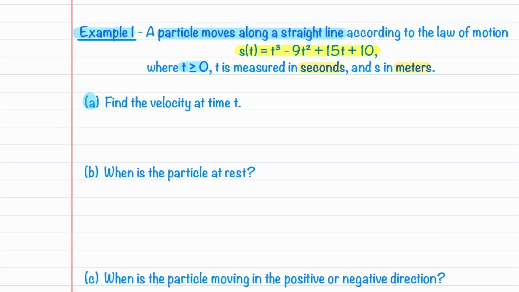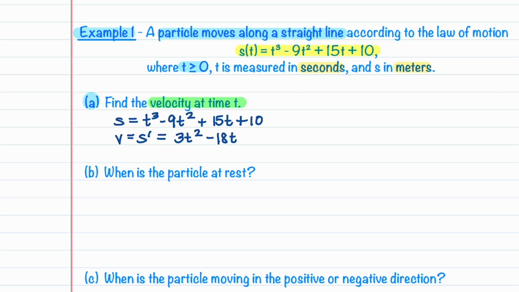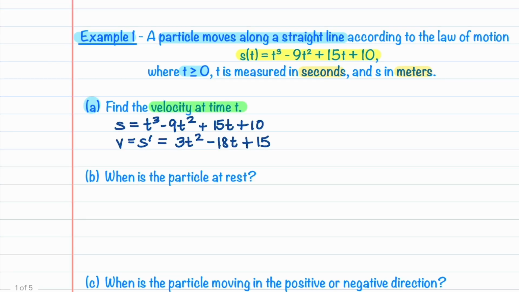We're going to begin by finding the velocity at time t. Let's go ahead and write down what the position function is. We're given that right above. s is t^3 - 9t^2 + 15t + 10. The velocity is the derivative of the position function. So we're just going to take the derivative with respect to t, and this gives us 3t^2 - 18t + 15. And that's what the velocity is equal to.